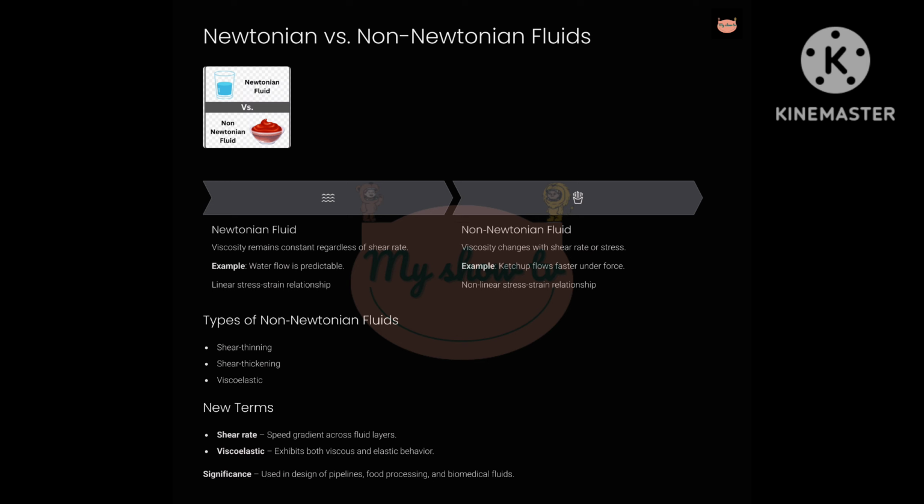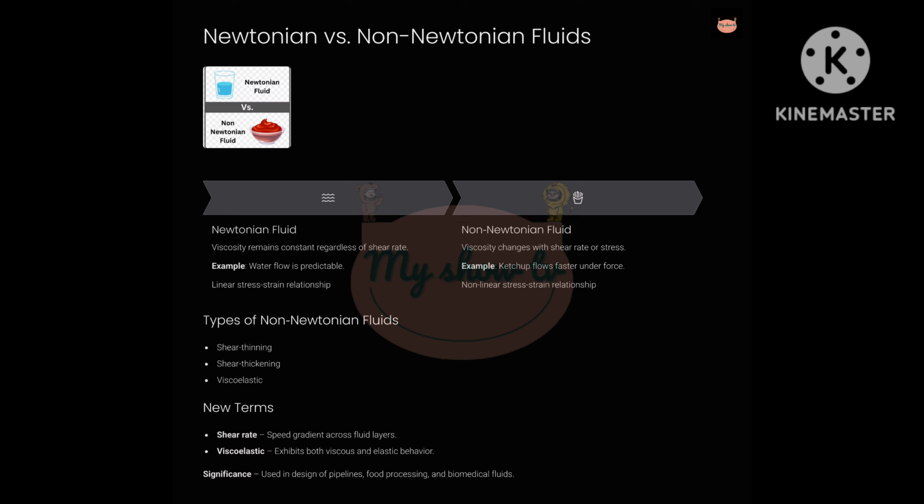Slide 3. Newtonian vs non-Newtonian fluids. Newtonian fluids maintain constant viscosity regardless of how fast they flow. Water is a classic example. Non-Newtonian fluids, like ketchup, change viscosity under stress. Ketchup thins when shaken and thickens when stable.